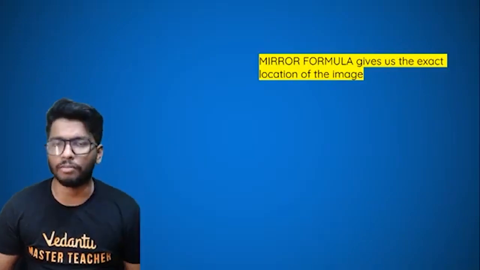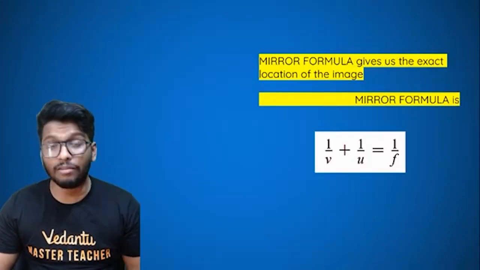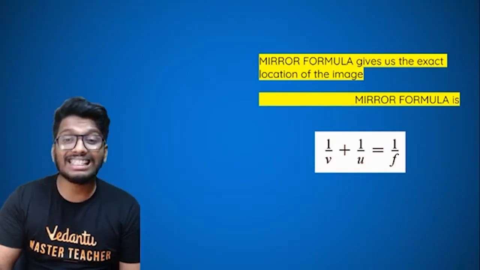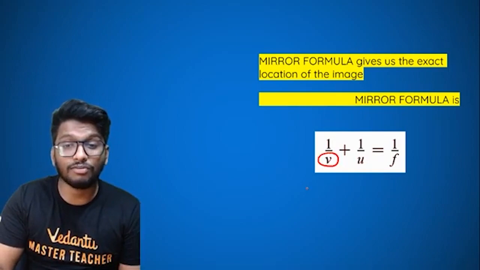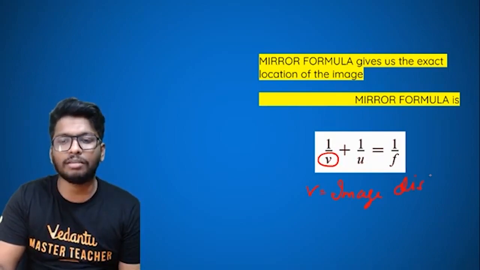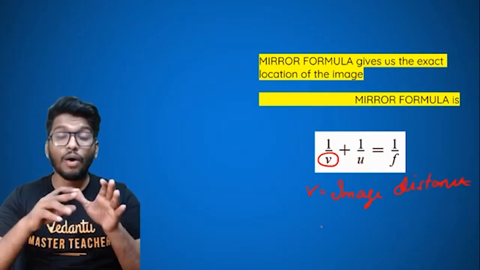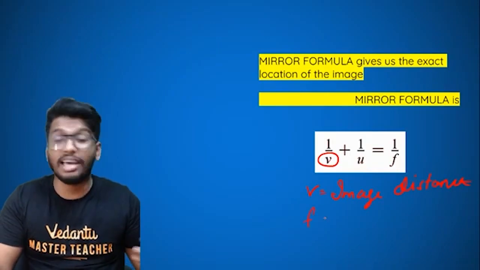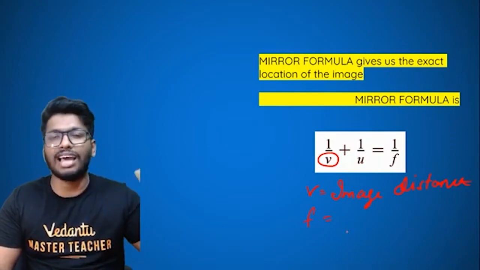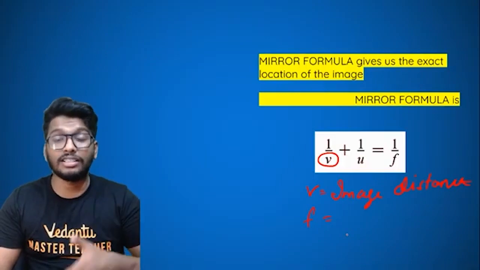So what is the mirror formula, you may ask? It's very simple, guys. 1/v + 1/u = 1/f, where v stands for the image distance, u is the object distance, and f is the focal length. So if you know any two values, if you know the focal length and the image distance, you can find the object distance. If you know the object distance and the focal length, you can find the image distance. If you know the image distance and the object distance, you can find the focal length.